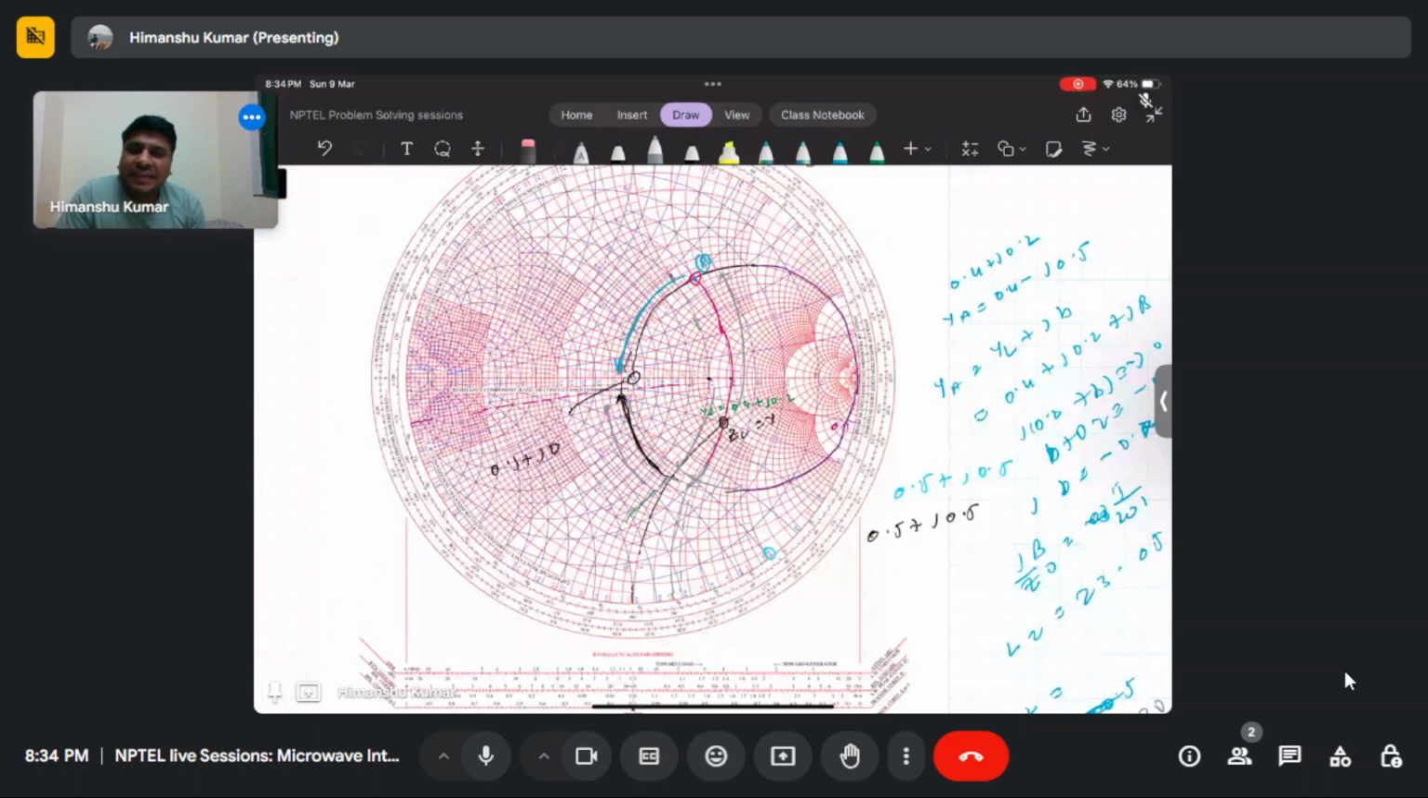So I leave you with this: you can download any Smith chart, take a printout, or use a tablet or pen and paper, and solve impedance matching problems on that Smith chart.